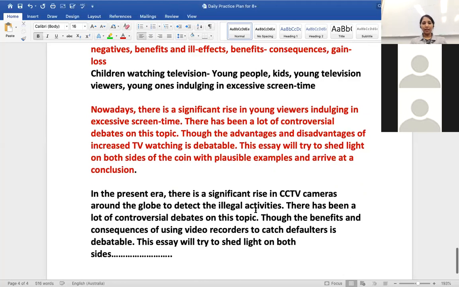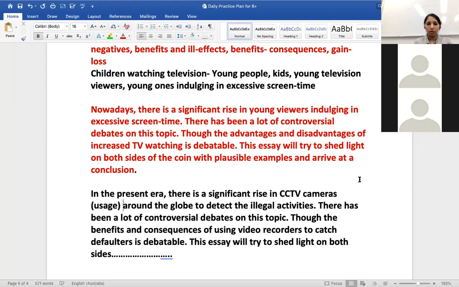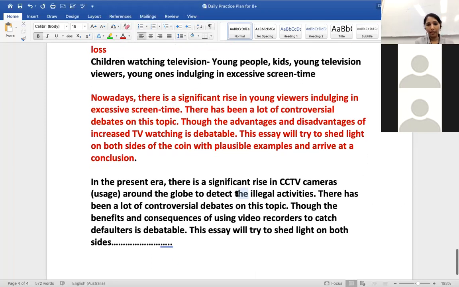In the present era, there is a significant rise. Well done. This is called a collocation. So for increase, you can use the word rise: significant rise, comparatively higher rise, significantly high rise, all of this can be used with rise. In the present era, there's a significant rise in CCTV cameras around the globe to detect illegal activities. No need of the article here.